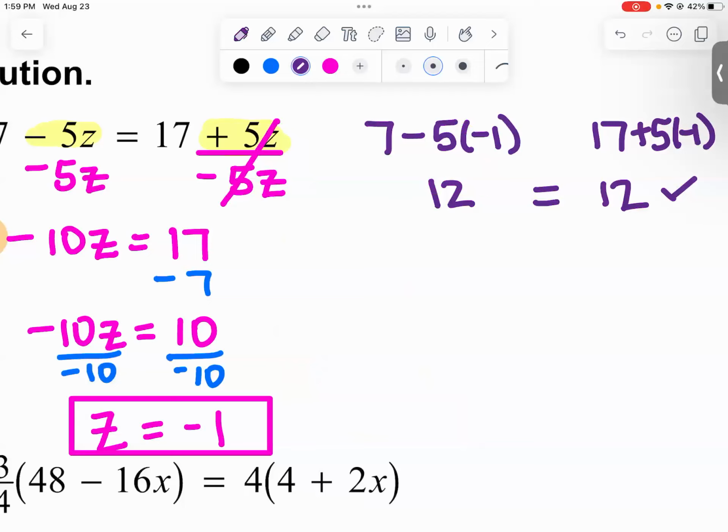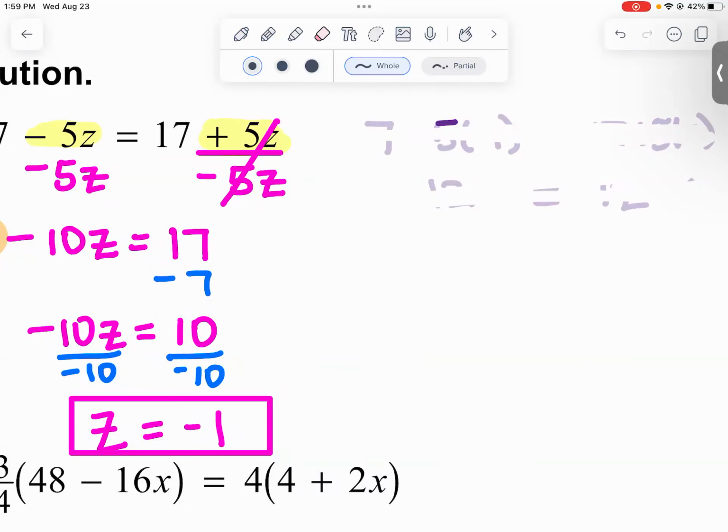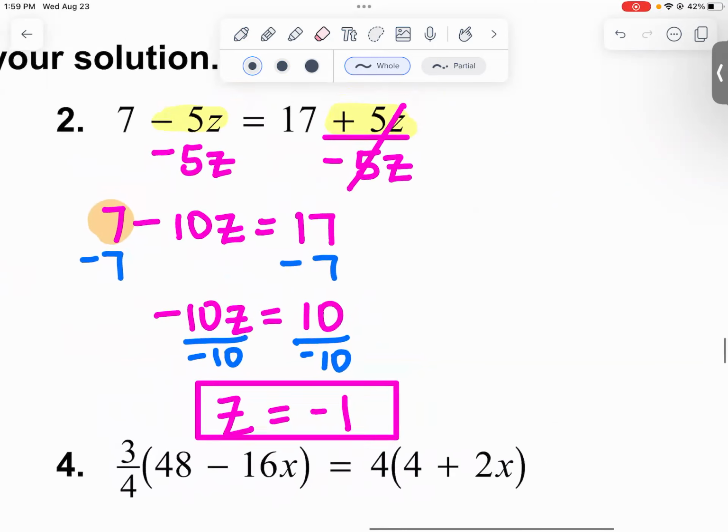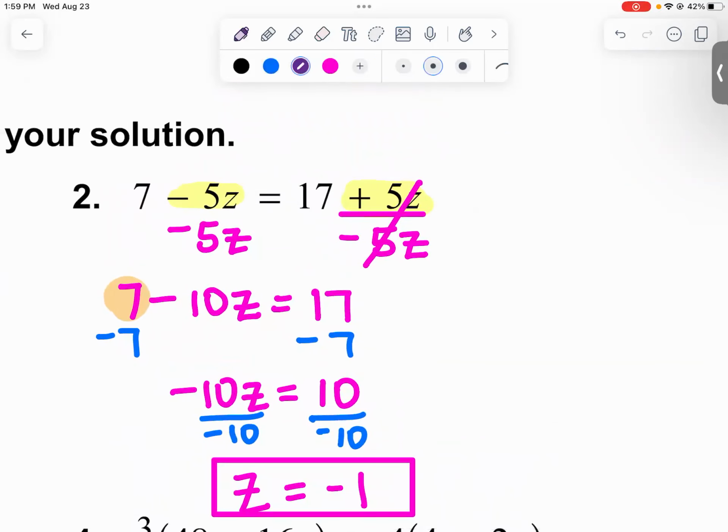When we're solving, we're just checking to make sure both sides get the same thing. I like where your head's at though. So if I put -1 in, I get 17 minus 5, which is 12. And if I put -1 in here, I get 7 plus 5, which is 12.